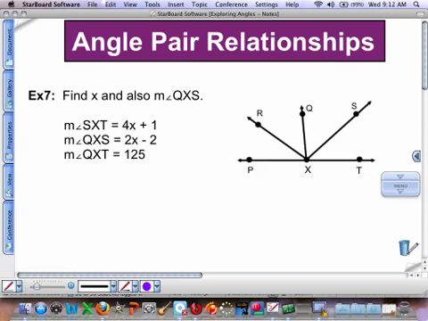So look at number 7. We got a lot going on here on number 7. Okay, so what are you being asked to do on number 7? You gotta solve for x. Okay, first step, solve for x. And what else do we have to solve for? Angle QXS. Okay.